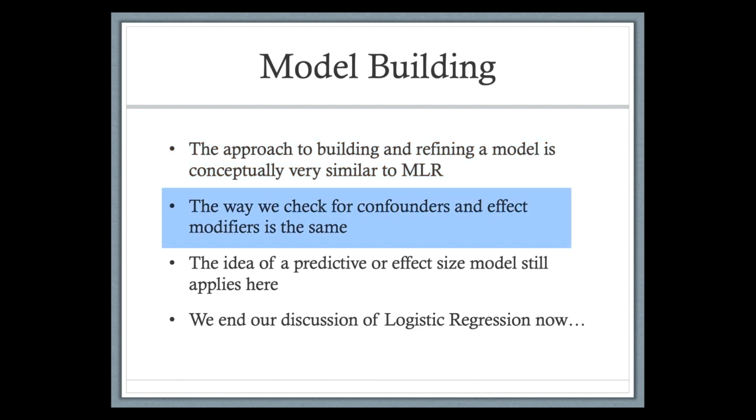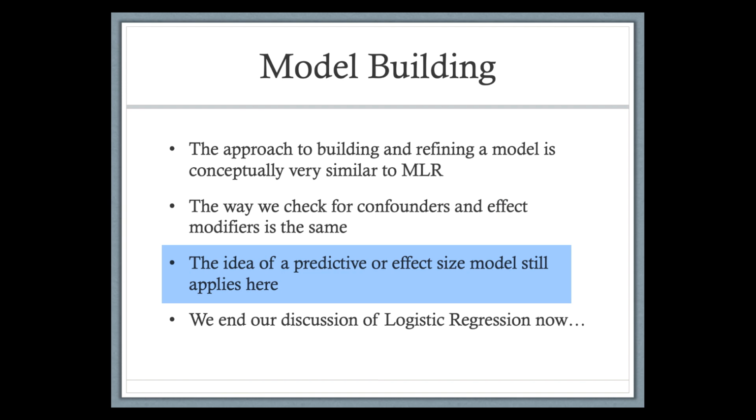The idea of confounders and effect modifiers is the same in concept, and the way we check for them and address them is the same. Models being predictive or effect size, all of that still applies here. So we're going to end the discussion of logistic regression and talk a little more about some other models that we might encounter.